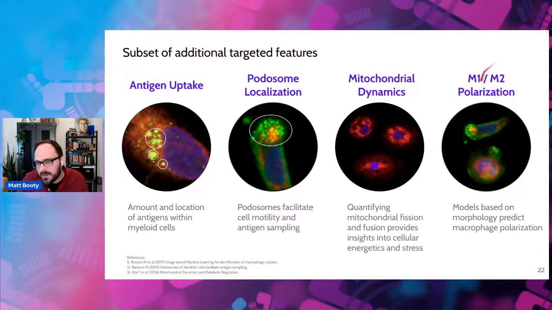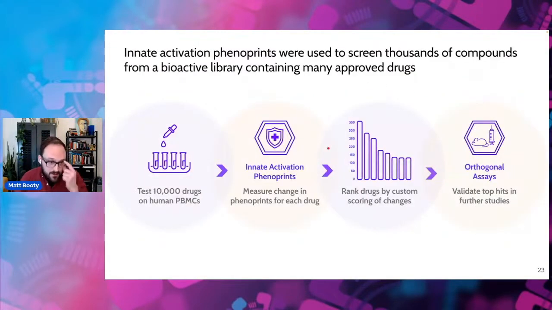And then finally, not as relevant to this overnight stimulation assay, but M1 and M2 macrophages have very distinct morphologies, and you can build very robust models to discriminate these macrophage populations. So finally, getting into the screen itself, again, this is a 10,000 compound library of repurposed drugs primarily with annotated targets. You screen those relative to your controls and look at the ways in which things alter your phenoprints.